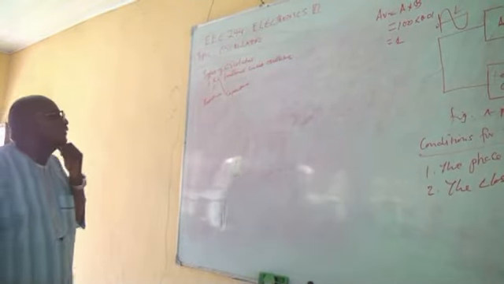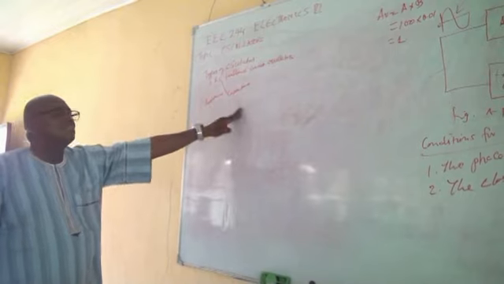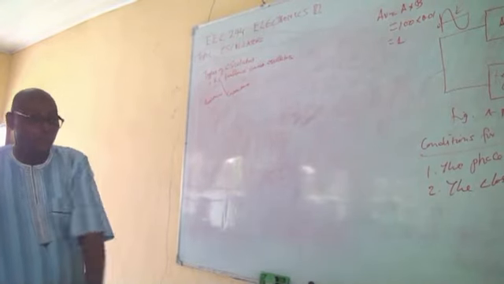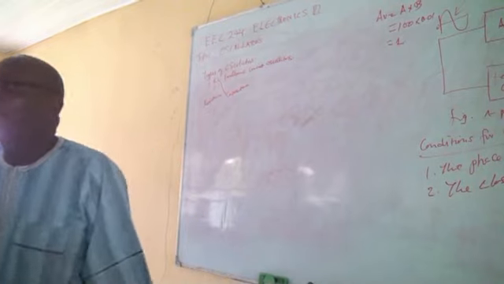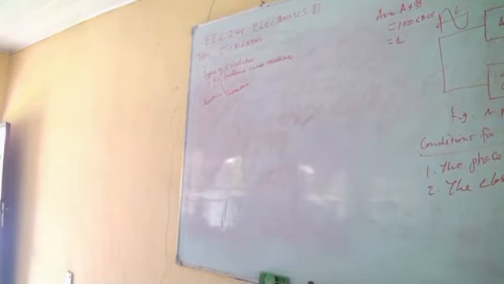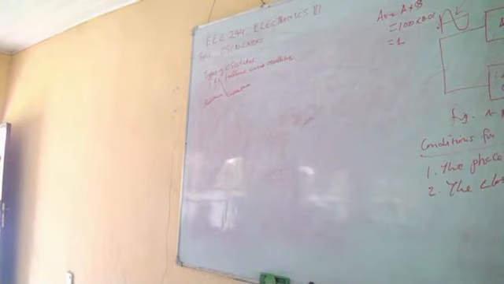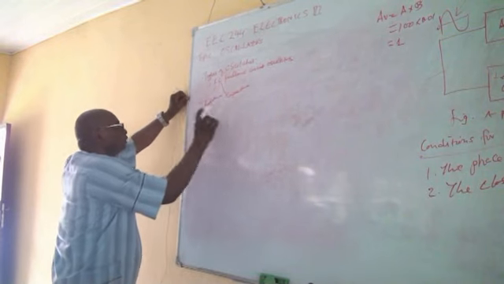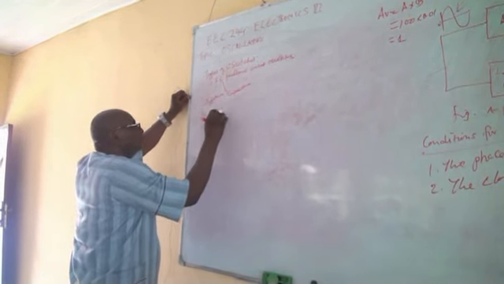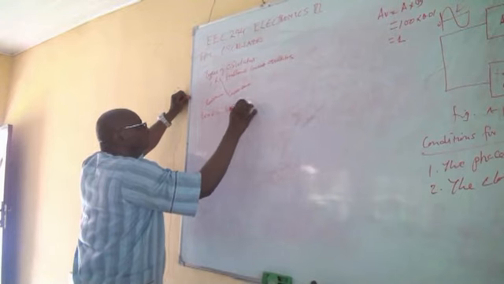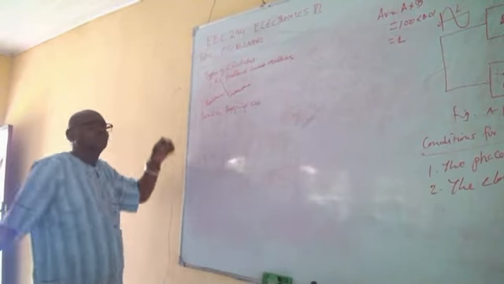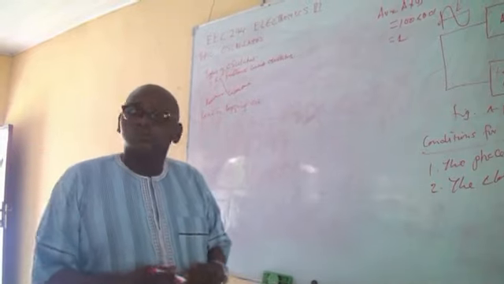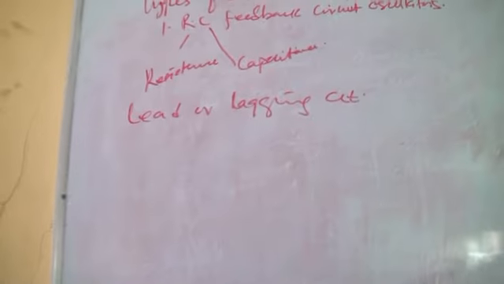When you have a resistance and a capacitance connected in a network, it can result in a lead or a lagging circuit. An RC network could result in a lead or a lagging circuit. And we have types of these RC feedback circuits.